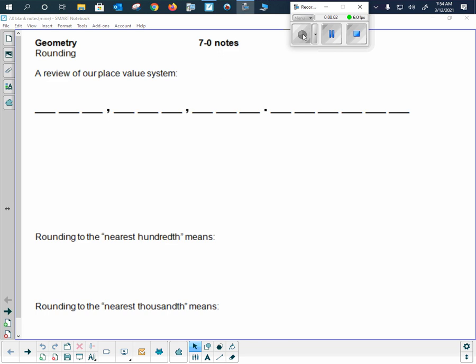In 7-0, let's review our place value system. Okay, so this is about rounding. We have to know how to round, guys. Those of you that have struggled with it, hopefully this will clear it up. So everybody, follow along, pay attention. There might be some things that you may have forgotten.